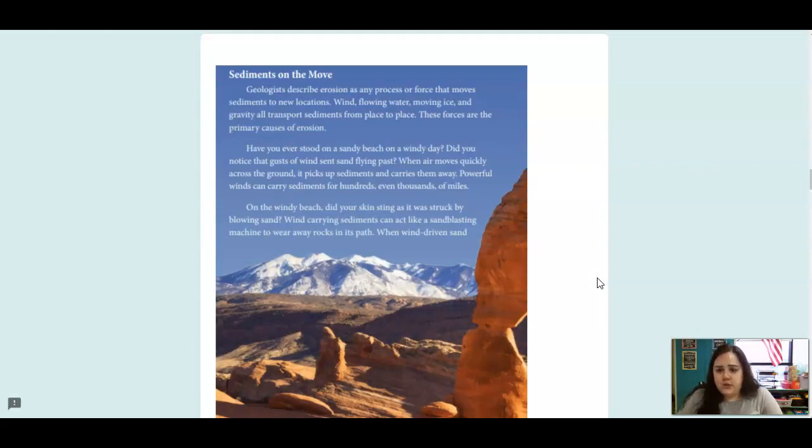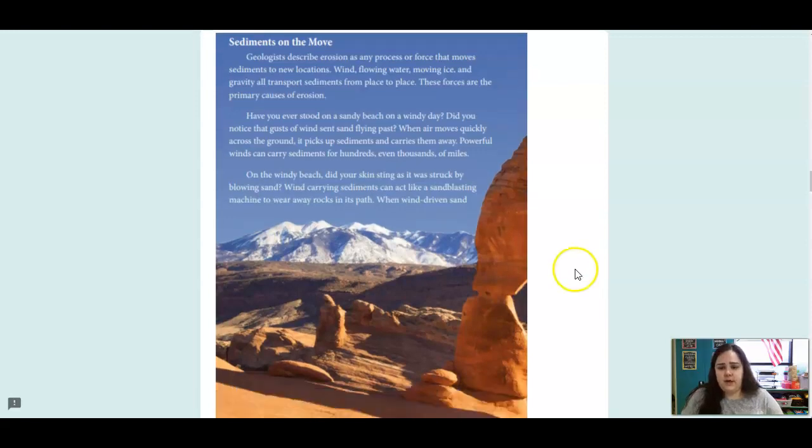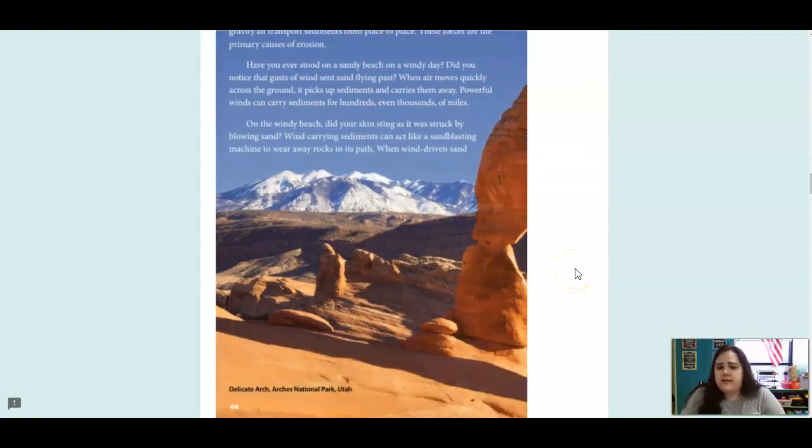Sediments on the move. Geologists describe erosion as any process or force that moves sediments to new locations. Wind, flowing water, moving ice, and gravity all transport sediments from place to place. These forces are the primary causes of erosion. Have you ever stood on a sandy beach on a windy day? Did you notice that gusts of wind sent sand flying past? When air moves quickly across the ground, it picks up sediments and carries them away. Powerful winds can carry sediments for hundreds, even thousands of miles.